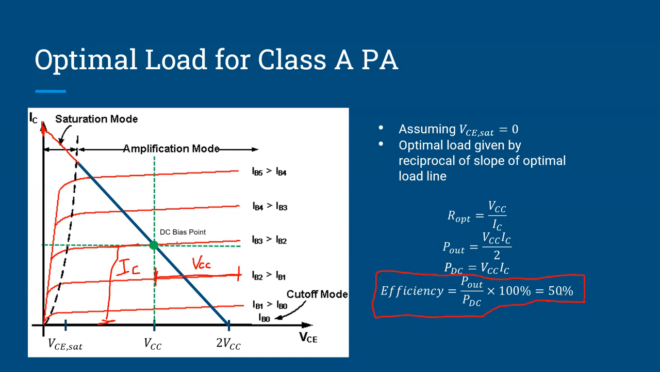And of course, in practice, you never achieve the 50%. Why? Because first of all, we assumed that VCE sat was zero. In reality, it's not, and that means we can't go all the way down to 0 volts on the collector. That limits the voltage swing and therefore limits how much power you can get out for a given DC power. There are also losses in the transistor itself. Every transistor has some finite resistance to each of the terminals. There are also parasitics, and all of that contributes to lowering this efficiency from the 50%. So you never get 50% in reality.